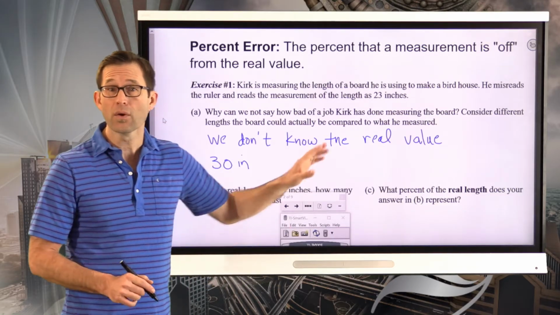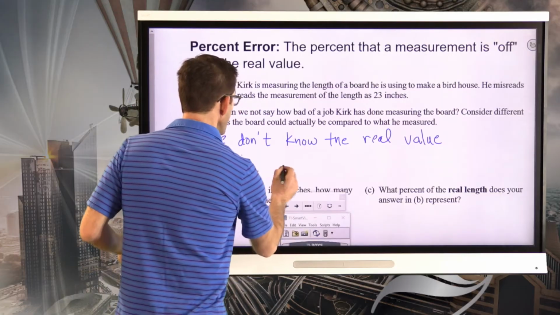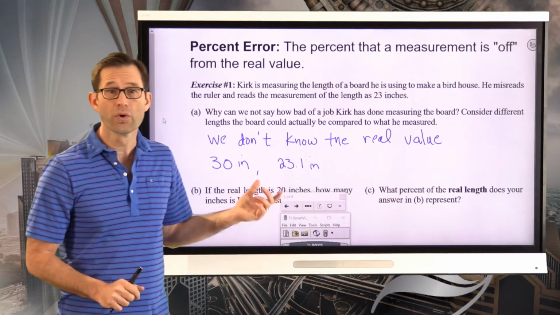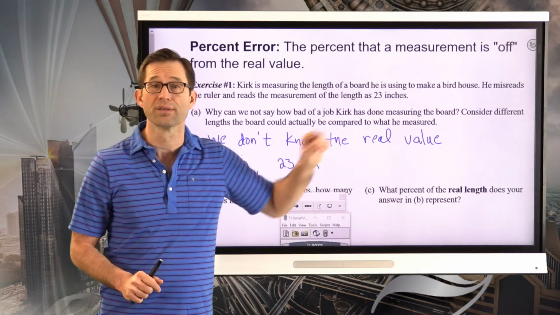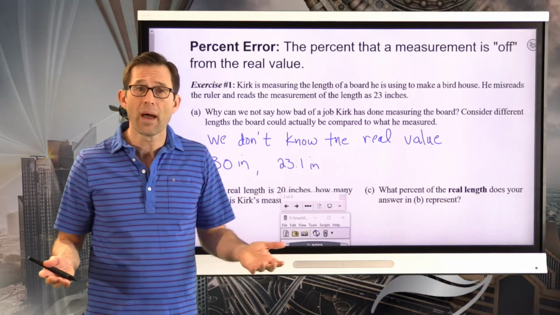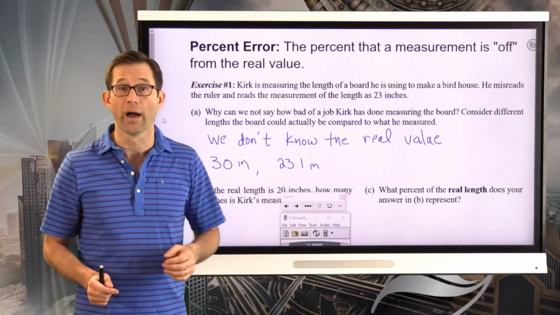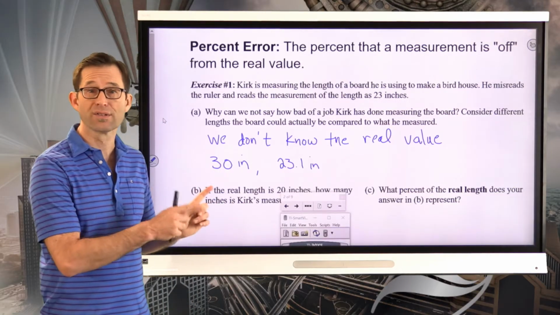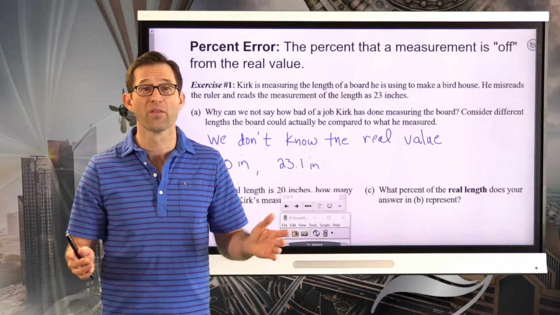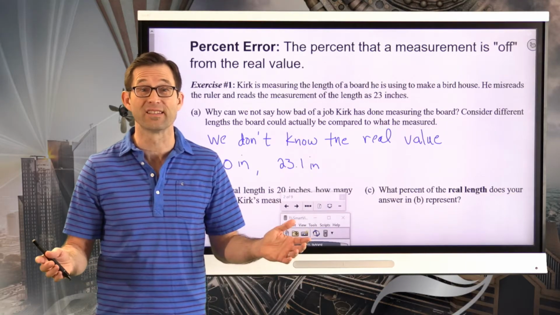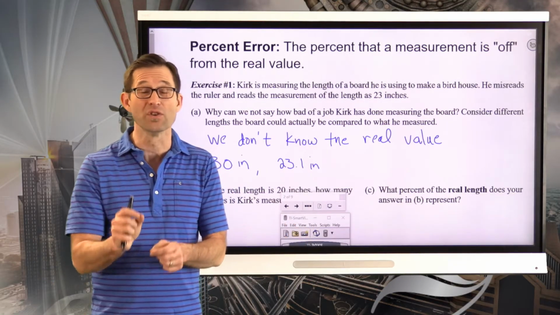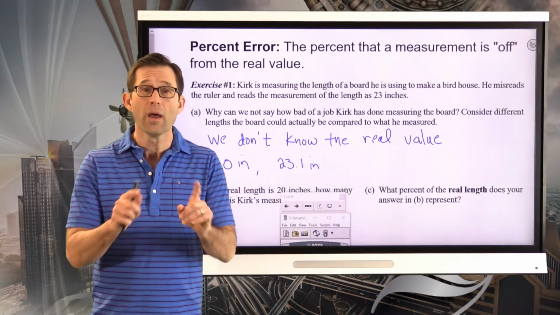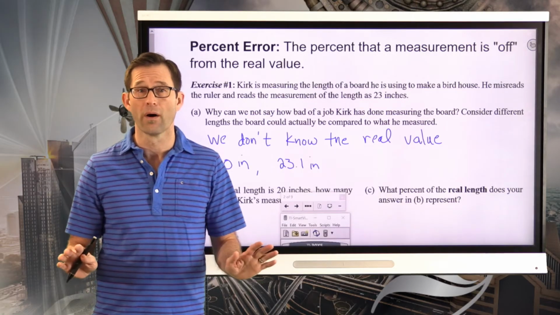On the other hand, he could have misread the ruler and the thing could have been 23.1 inches. If that's the true value, 23.1, and Kirk measured it as 23, he's actually not done a bad job at all. He's quite close to the real value. He still has an error, but it's not as big of an error as here. Or even worse, maybe the real measurement is 23 feet, and he just read off inches instead of feet. In that case, he doesn't have a good sense for what an inch is compared to a foot, but on top of that, it's horribly, horribly off.